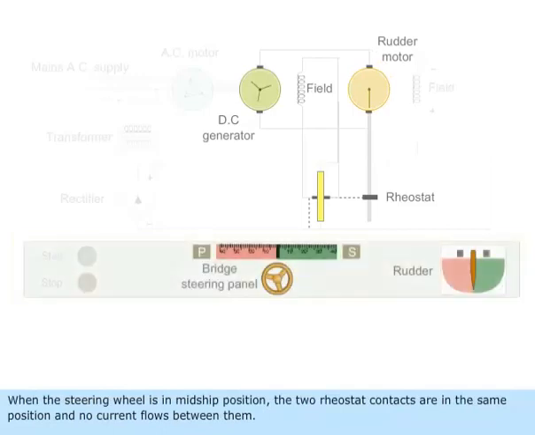When the steering wheel is in midship position, the two rheostat contacts are in the same position and no current flows between them.